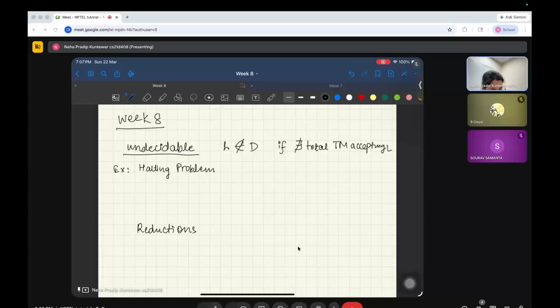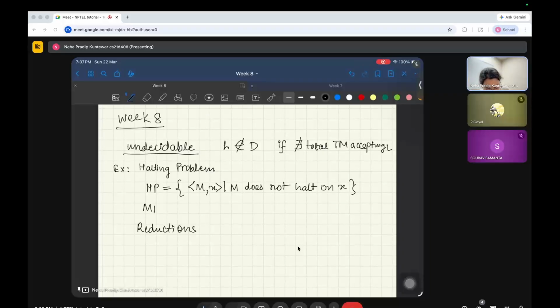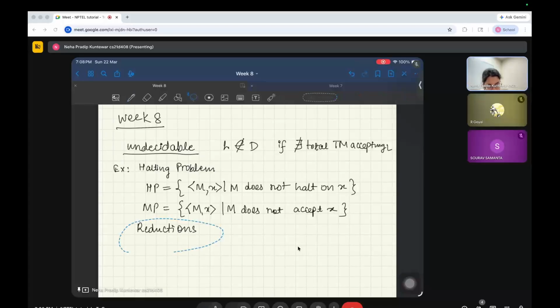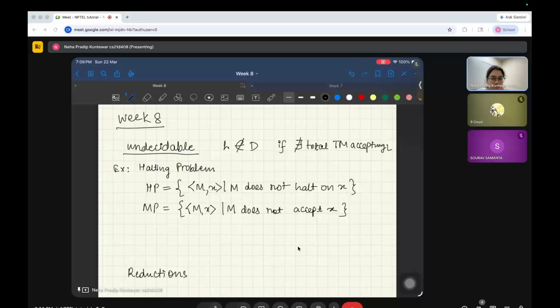which is the set of all m comma x such that m does not halt on x. Similarly, we can also define a similar problem called the membership problem. It is very similar: given m comma x, m does not accept x. So these are some problems for which we know that there cannot exist a total Turing machine for these languages.